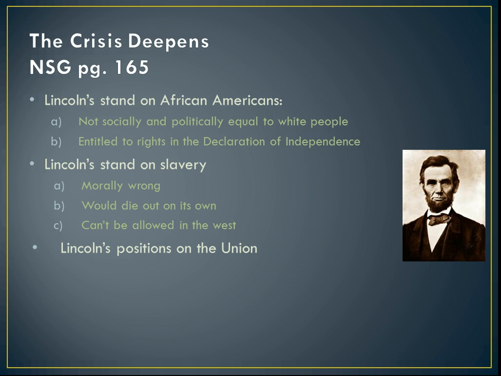So Lincoln's position on the Union was that he was in favor of the Union. Lincoln stated that the country could not survive half slave, half free. So Lincoln understood that this half free, half slave Union was eventually going to have to resolve the issue of slavery. It would eventually have to be all slave or all free, and obviously Lincoln thought it should be all free.